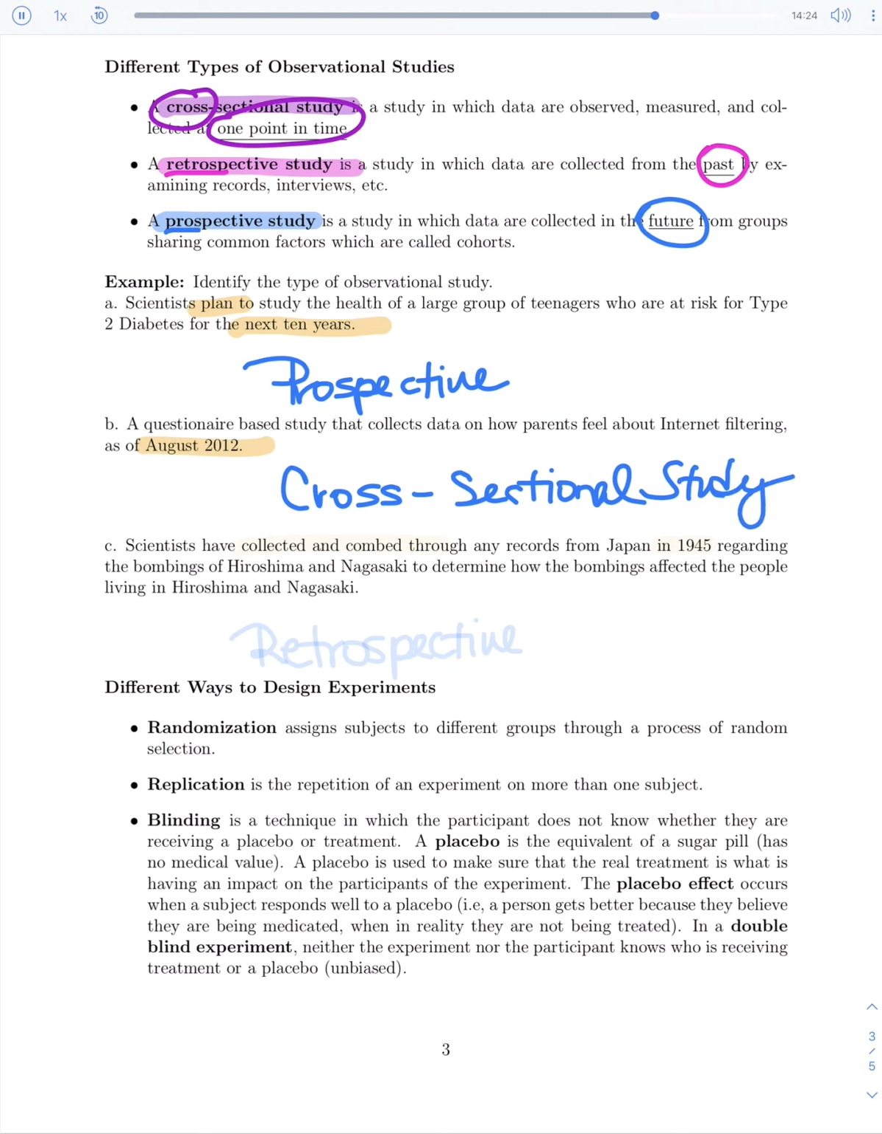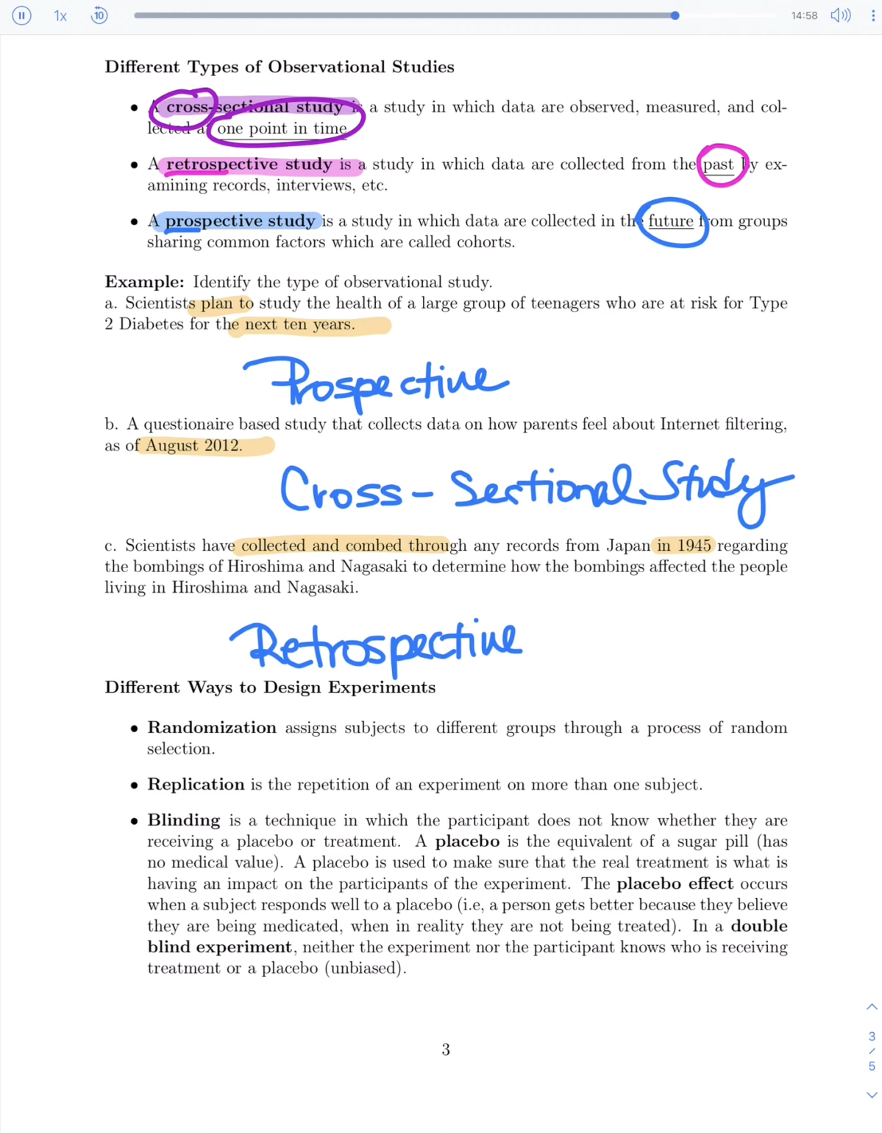This last one, scientists have collected and combed through data from any records from 1945. So here we're talking about records from 1945 regarding the bombings of Hiroshima and Nagasaki to determine how the bombings affected the people living in those areas. So this is talking about looking at things from the past. So this is going to be our retrospective study.